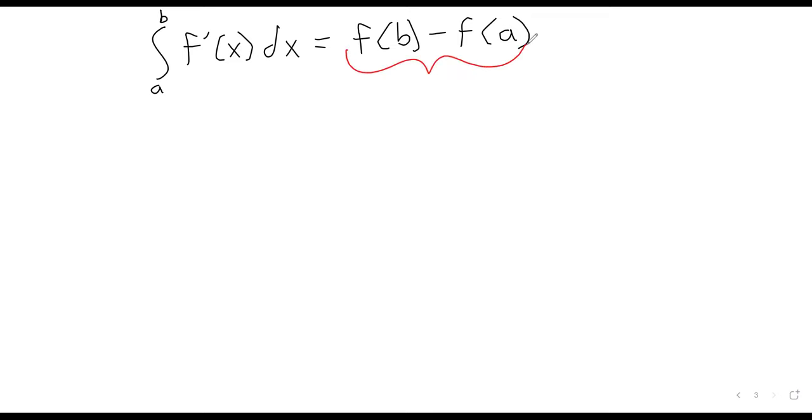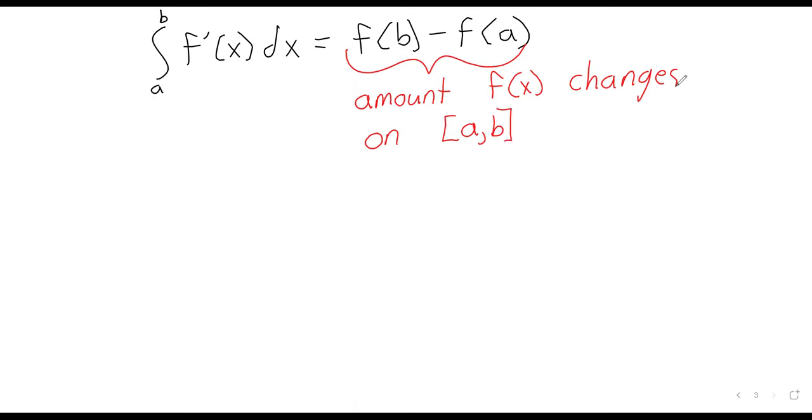f of b minus f of a is the amount that this function changes on an interval from a to b. So if you want to know how much something is changing, that's a calculus problem, and it's done using integration. And I think this sometimes feels backwards to students, like the idea that you would know f prime of x, but not know f of x. But that happens in a lot of situations.